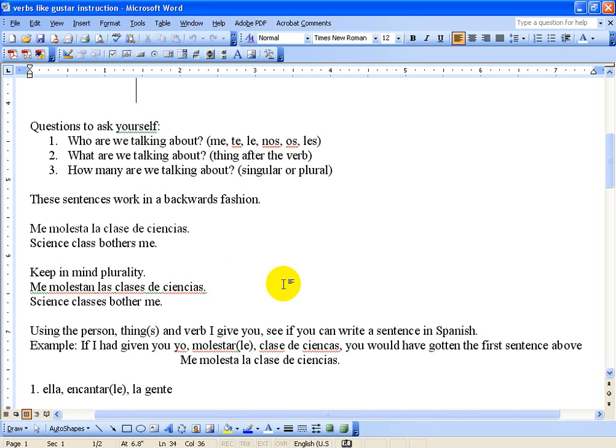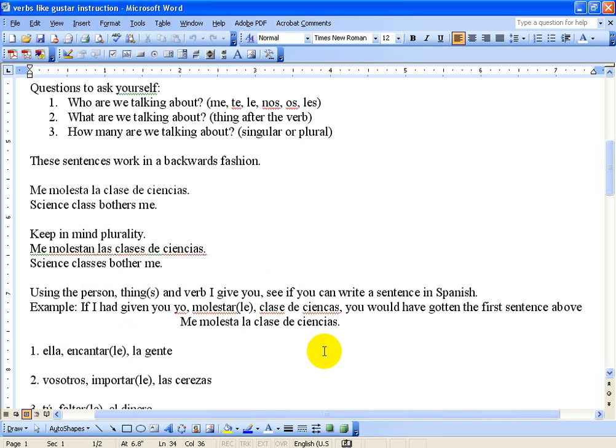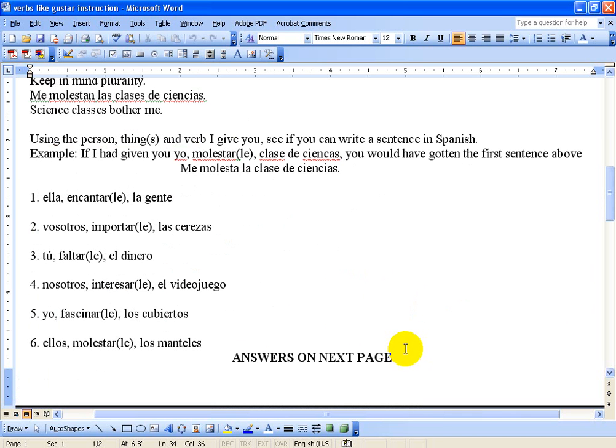You're going to do an activity here, and using the person, the thing or things, and the verb I give you, see if you can write a sentence in Spanish. For example, if I had given you "yo molestarle clase de ciencias," you would have gotten the first answer above: "me molesta la clase de ciencias." So what I want you to do is pause the video, and then there are 6 sentences that I want you to write there, and then just in the present tense, see if you can do it. And then I'm going to start giving you the answers in just about 3 seconds. So make sure you pause the video right now if you want to do this.